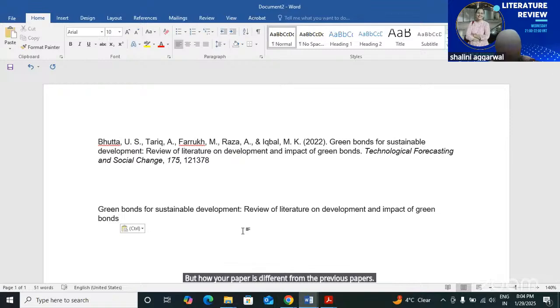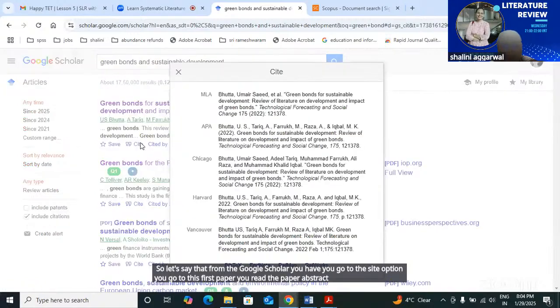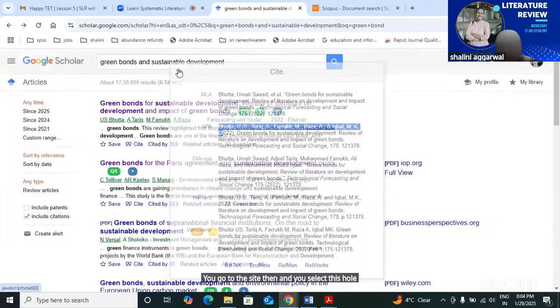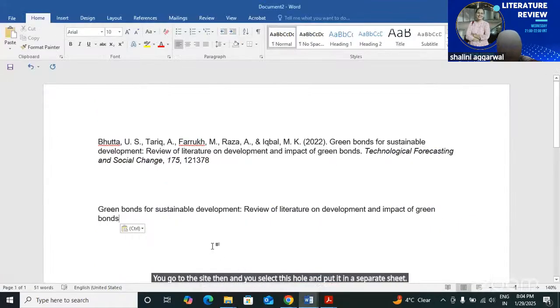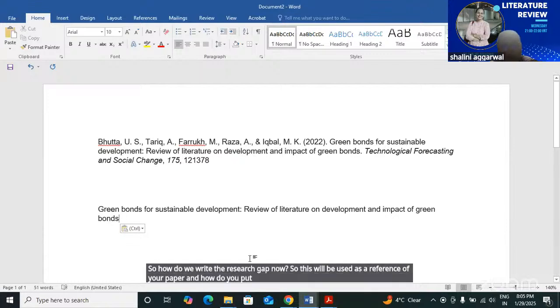So let's say from Google Scholar, you go to the cite option, you go to the first paper, you read the paper abstract, you go to cite, and you select the whole citation and put it in a separate sheet. So how do we write the research gap now? This will be used as a reference in your paper. And how do you put this into a paragraph in your paper? Like, this is the topic: green bonds for sustainable development, review of literature on development and impact of green bonds.